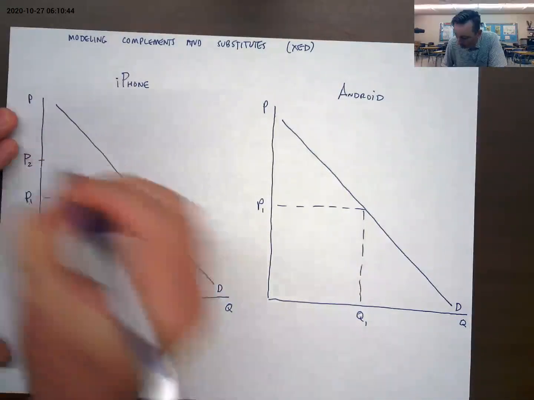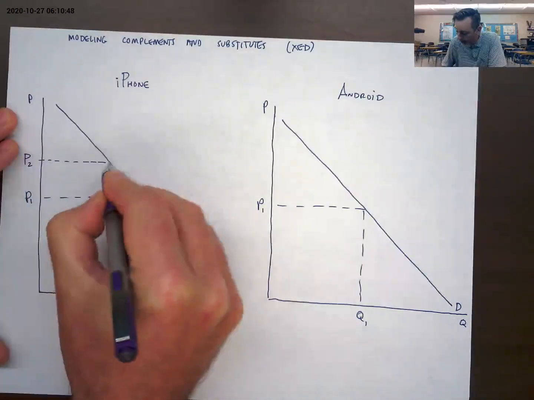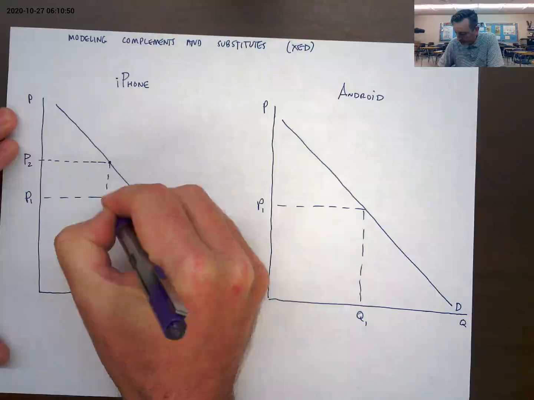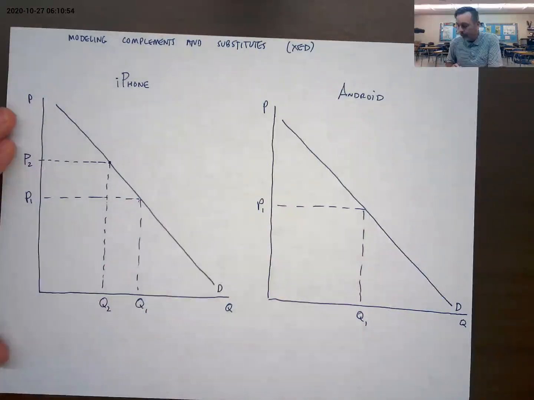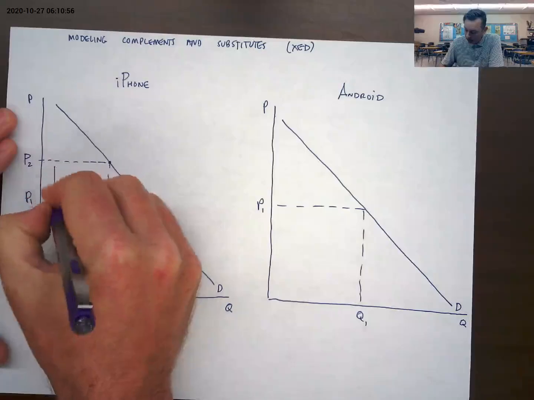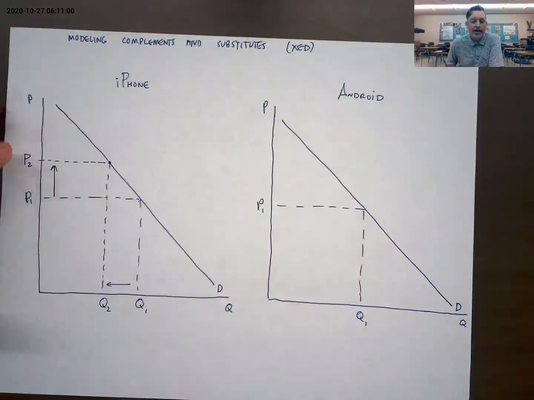So we're going to increase from P1 to P2. That increase in price of iPhones is going to create a new quantity demanded for iPhones. So our increase in price has led to a decrease in quantity demanded, and that follows our law of demand.